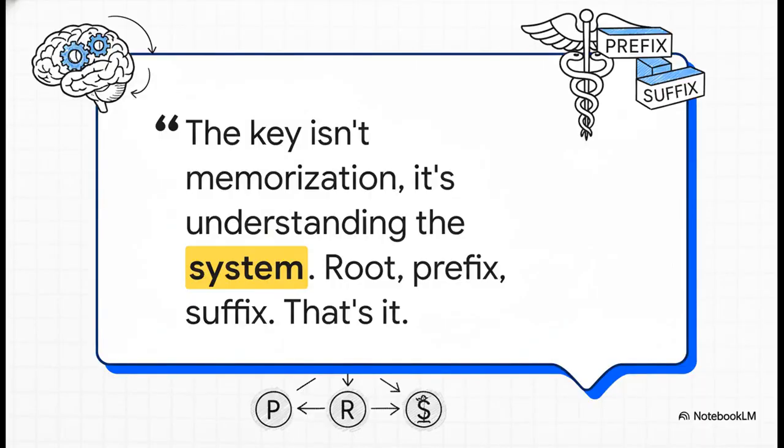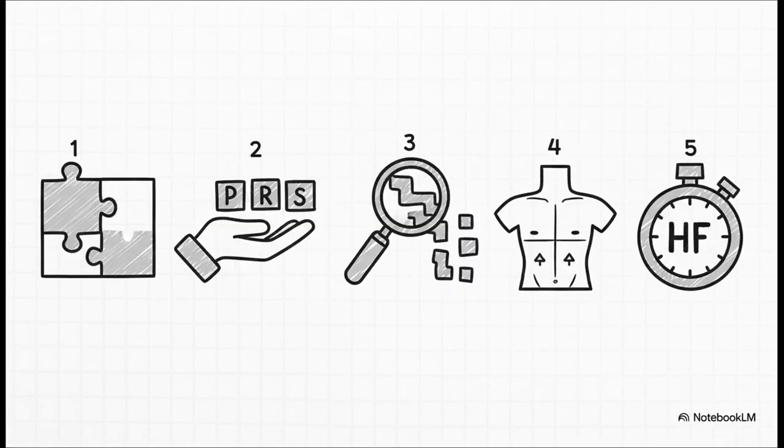So let's just pull this all together. If you only remember one thing, one single thing from our time here, make it this. The key is not memorization. It is all about understanding the system. Root, prefix, suffix. That's it. That's the whole game. So here it is, your final test day checklist. As you're walking into that room, just run through this in your head.